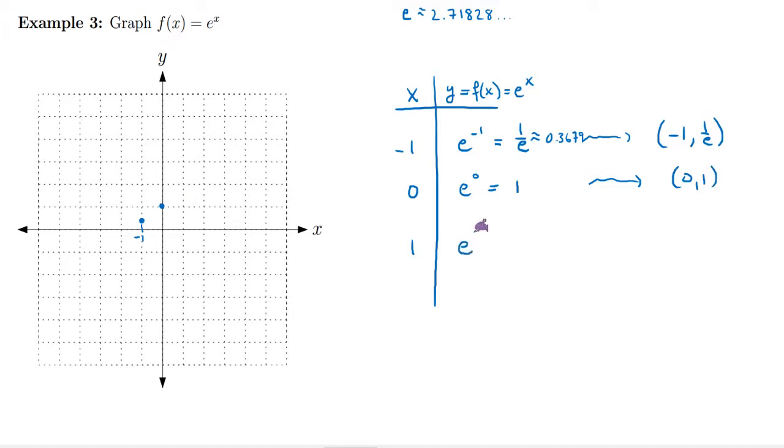And then e to the 1, well, that's going to be e, and that's approximately 2.71828. Okay, so those are your coordinates, right? 1, and then e. So 1, and then if this is 2, and then that's 3, 2.71828 would approximately be here. So what's happening is as x gets more negative, it's actually getting closer to 0. And then it grows, and it grows very rapidly.